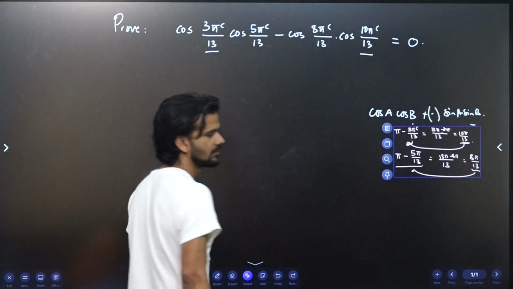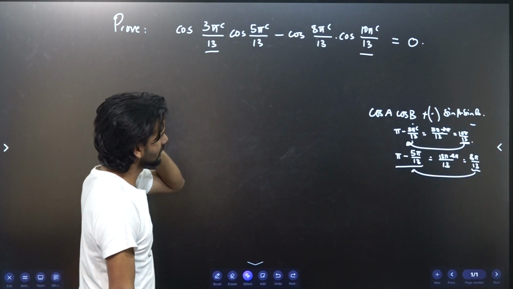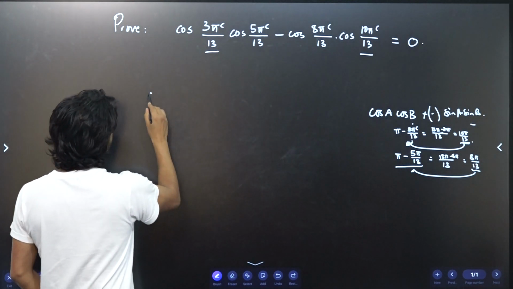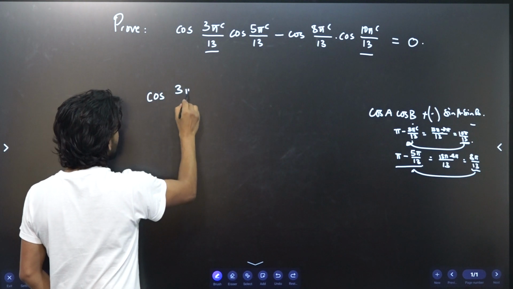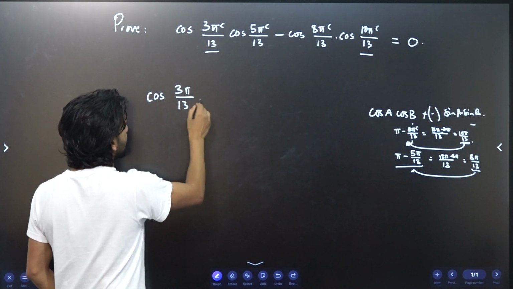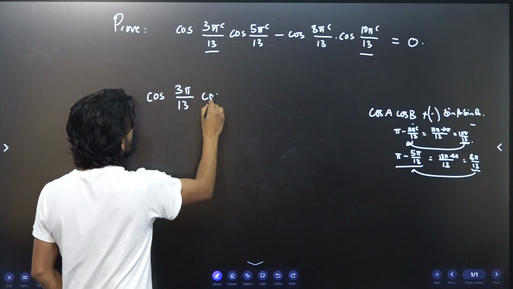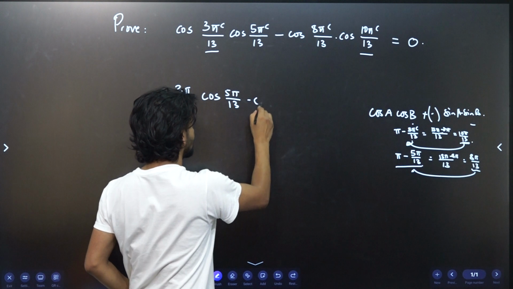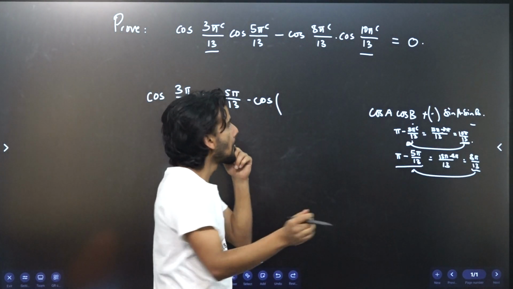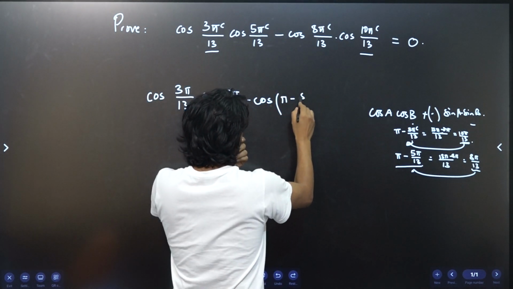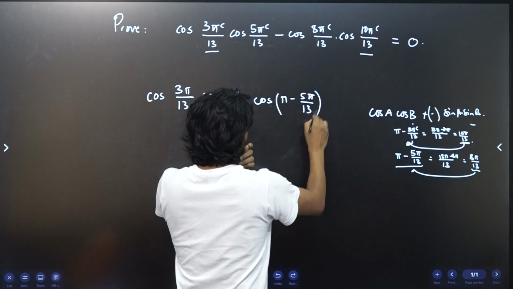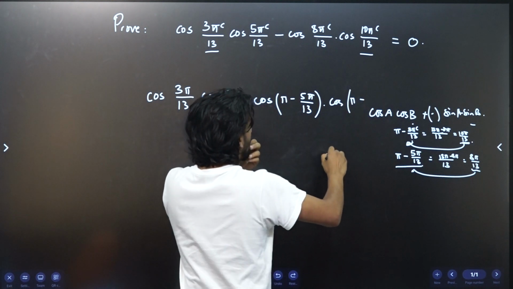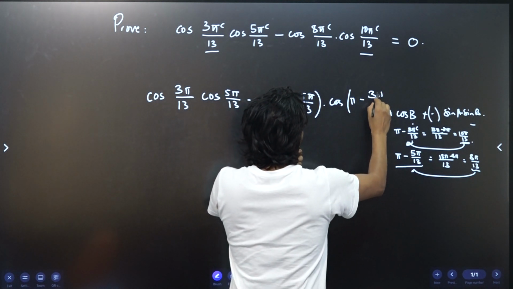Let's keep this one here. So, now, cos, I will write this one as the same thing. I'm going to remove this radian sign, okay? Cos 5 pi divided by 13 minus cos 5 pi minus 5 pi divided by 13, cos 3 pi divided by 13.